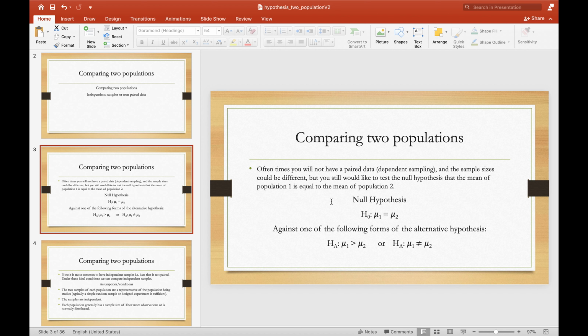As it says, we're not in a situation where you have paired data. The sample sizes could be different, but you'd still like to test the hypotheses and compare two populations. By comparing two populations, I mean testing the null hypothesis that the mean of population 1 is equal to the mean of population 2. And the alternative hypothesis has one of two forms. It's either that one is greater than the other, or that one is not equal to the other.